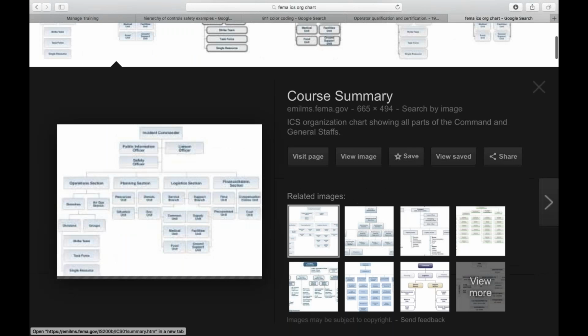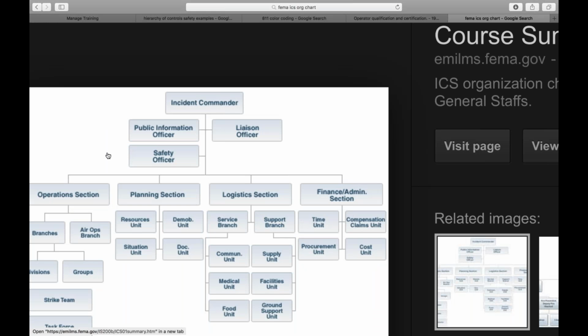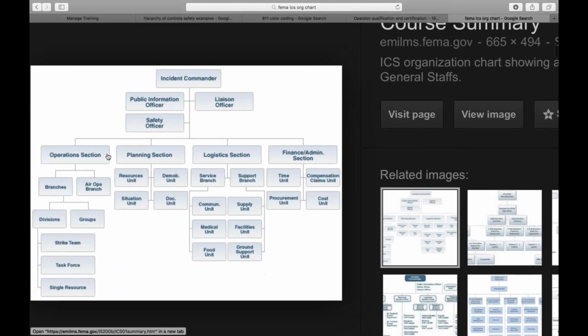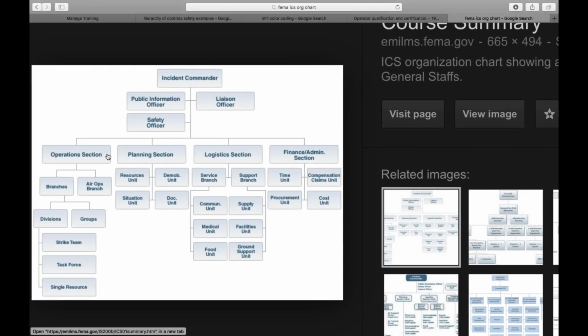Okay, so for anybody who's not familiar, this is what an org chart looks like, folks. And basically, it's an organization by title, not by name. So a lot of times it'll be the incident commander. In this case, it might also be let's say the plant manager, right? Or it may be the general contractor, so it may be the prime contractor on a government contract.